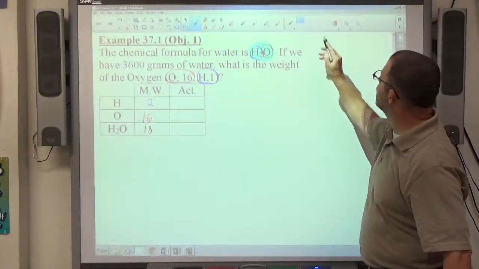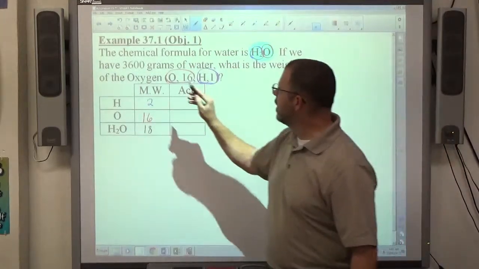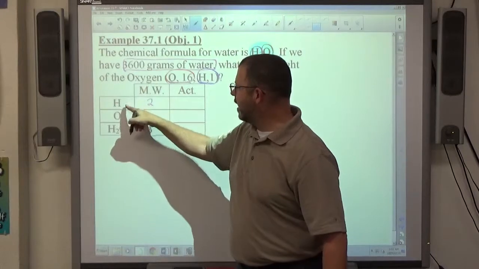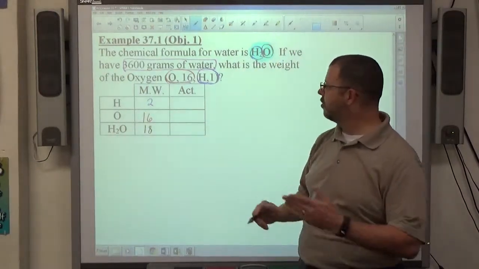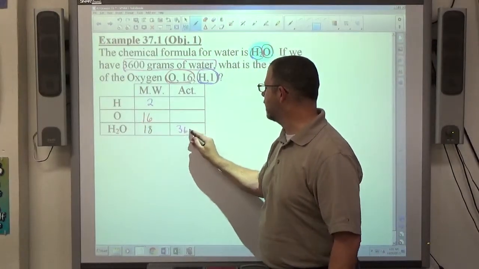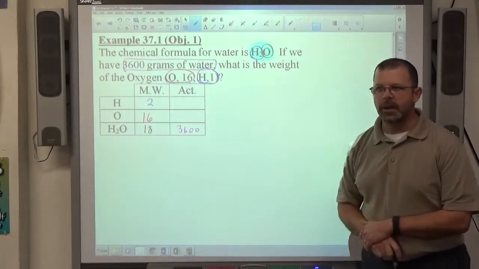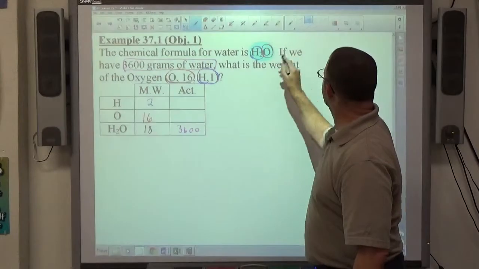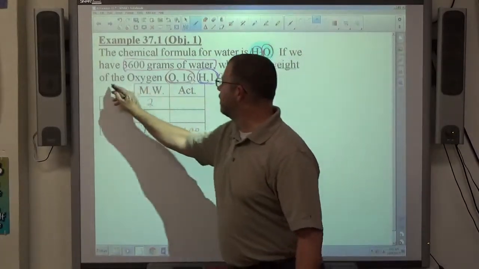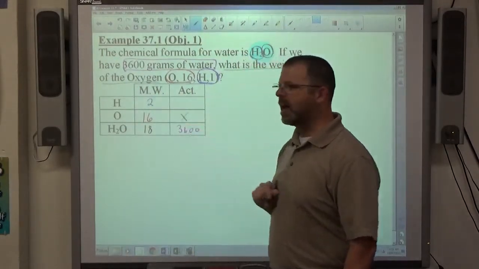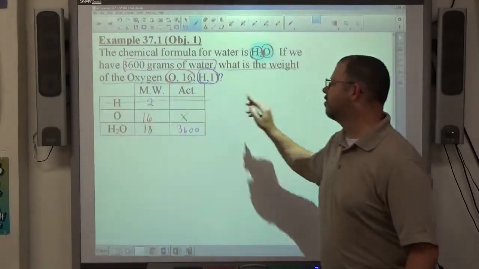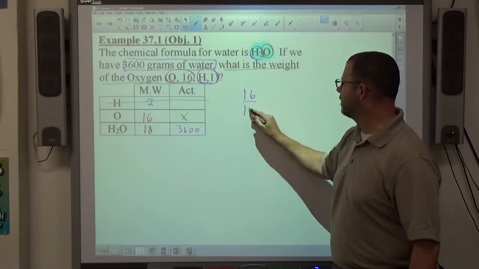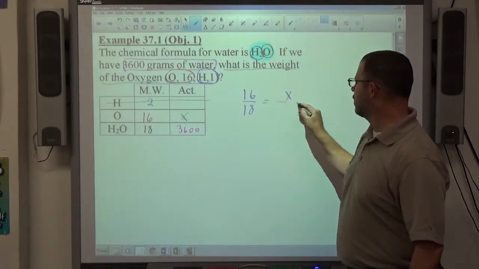On the other side, as far as actual amount of things is concerned, it says we have 3,600 grams of water. Is water HO or H2O? H2O. So we're going to put 3,600 grams right here in the actual row next to the water formula. And it says what is the weight of the oxygen. So we're questioning how much is that. So we throw out the hydrogen and we're left with a proportion of 16 over 18 equals X over 3,600.